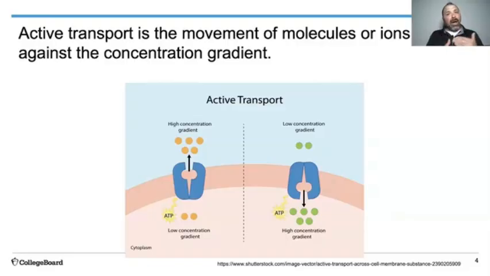So you may have talked about, before you got to active transport, passive transport, and that was going from high to low. In active transport, we're going from low to high, so we're going against the gradient, and that's the key. It's like we're going uphill, so you need some energy there.